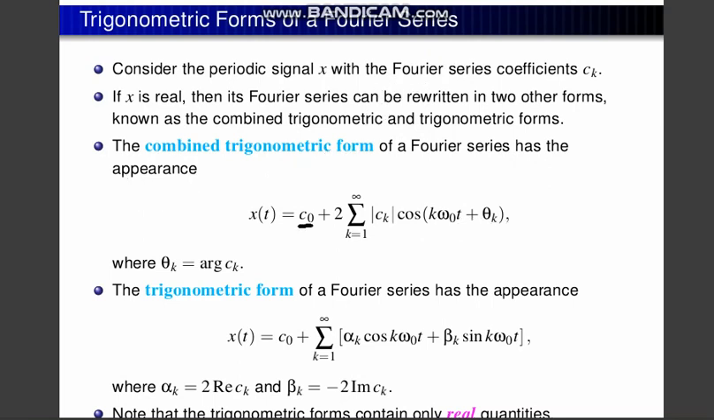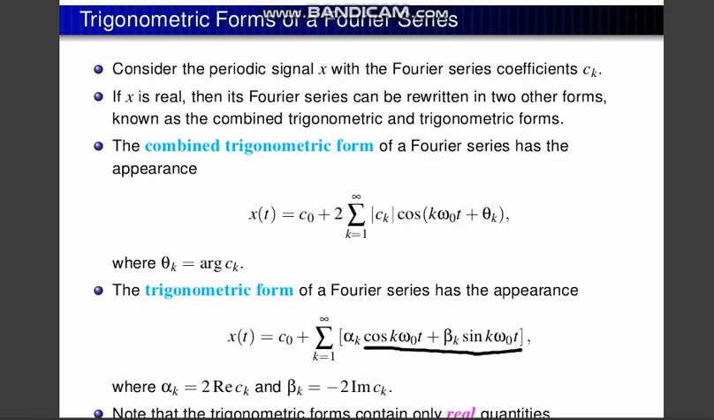C naught plus, where C naught is the coefficient of the initial value, the sum from k equal to 1 to infinity of ck cos(k omega naught t plus theta k), where theta k is the argument of ck. Argument of ck means the angle of ck, or phase shift. The trigonometric form of a Fourier series has an appearance like that, with both cosine and sinusoidal signals. That is the basic trigonometric form of the Fourier series.